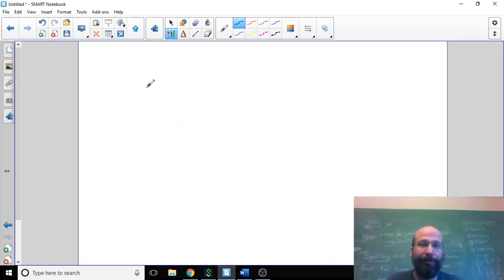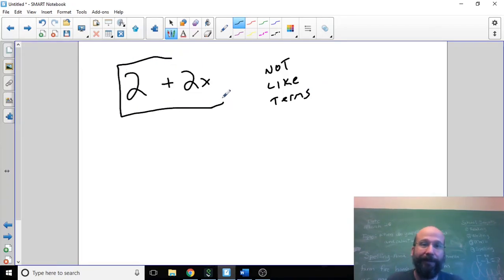The issue becomes when you have a 2 plus 2x. Right? This is just a number with no variable. This is a number and it has a variable of x. These both don't have the same variable. This has no variable. This has x. So these are not like terms, because one has a variable and the other doesn't. So you can't simplify this anymore. This would be your final answer.